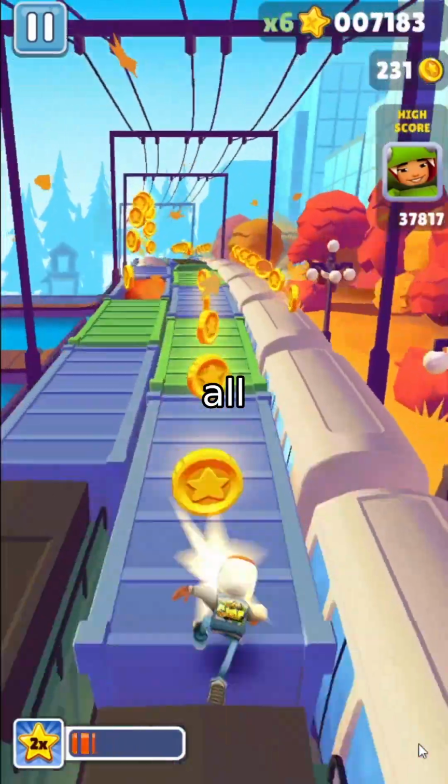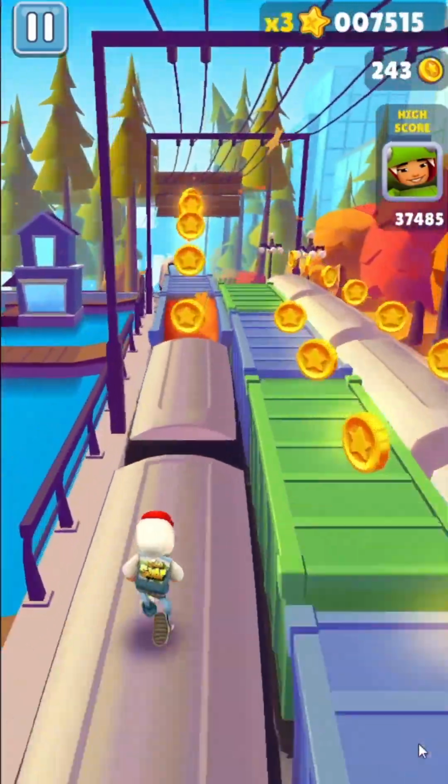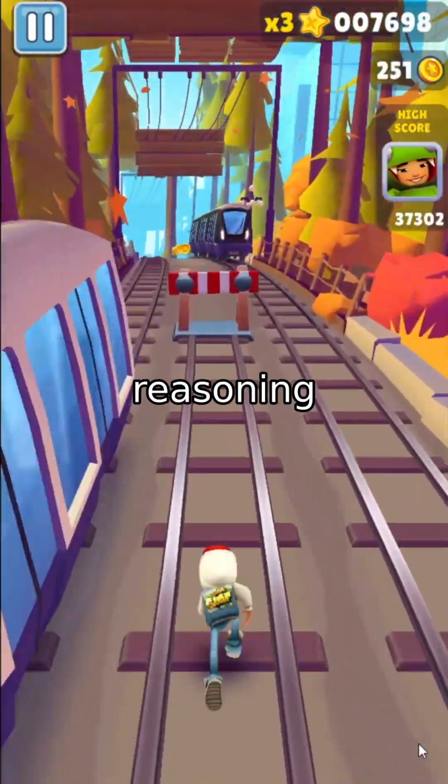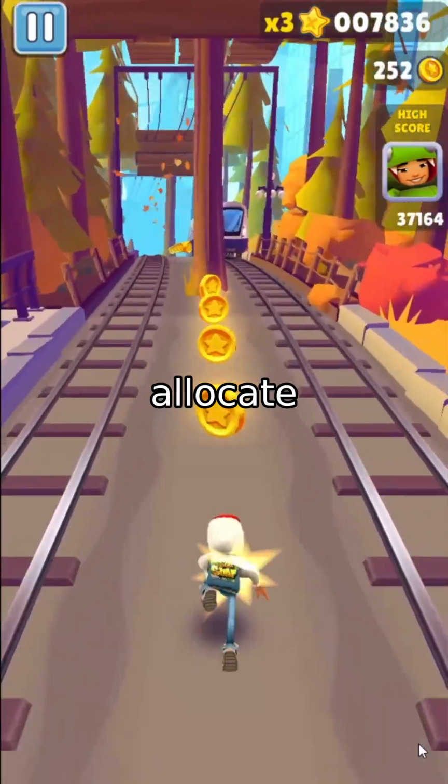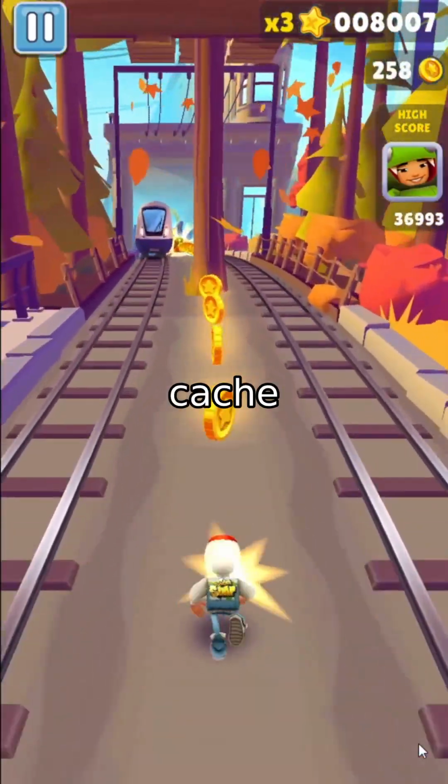After training, we rank all attention heads by their adapter values. The top few, the ones with the highest values, are the reasoning heads. During inference, we allocate full KV cache to these heads and compressed cache to the rest.